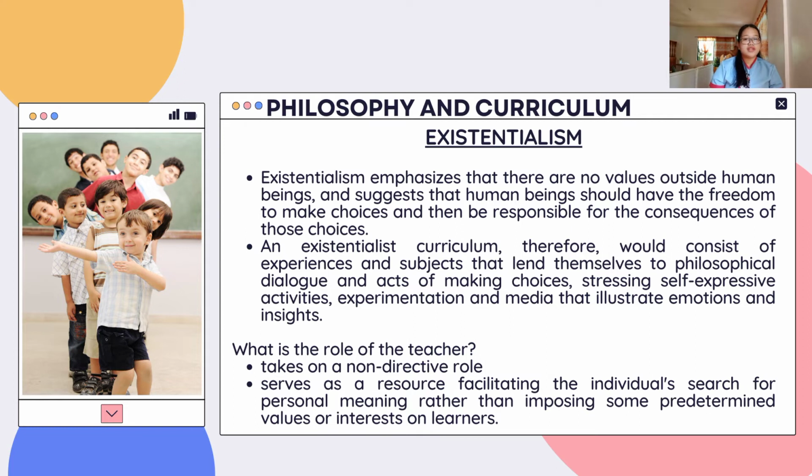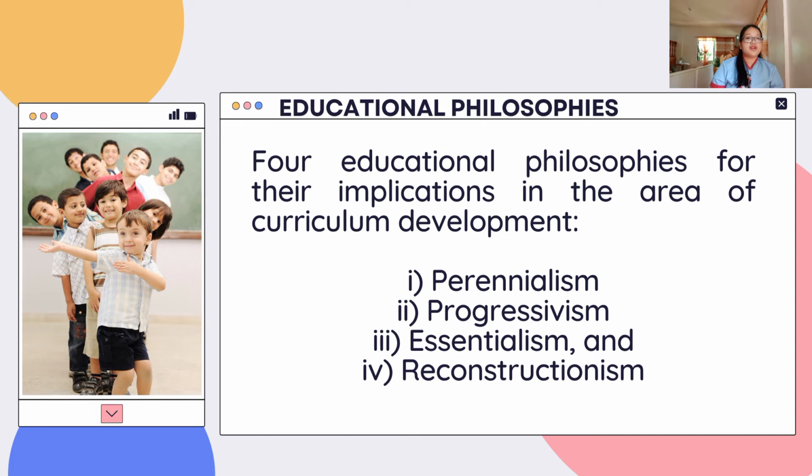Before we conclude our discussion on the philosophical foundations of curriculum, we should make note of a few educational philosophies in order to reinforce what has been said so far. Although aspects of educational philosophy can be derived from the roots of idealism, realism, pragmatism, and existentialism, a common approach is to provide a pattern of educational philosophies which derives from the major schools of philosophy. So I have here the following four educational philosophies for their implications in the area of curriculum development. So we have perennialism, progressivism, essentialism, and reconstructionism.